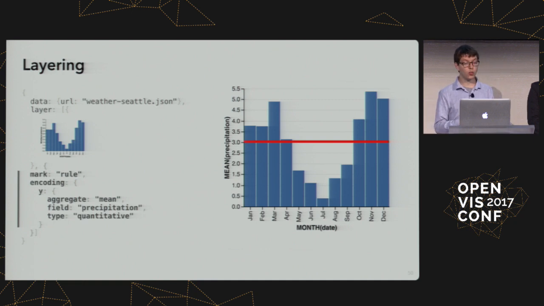Note that we only specify the Y position of the rule, so that we get the overall average throughout the whole year. The two layers automatically share an X and Y axis, and the rule spans the width of the whole chart.